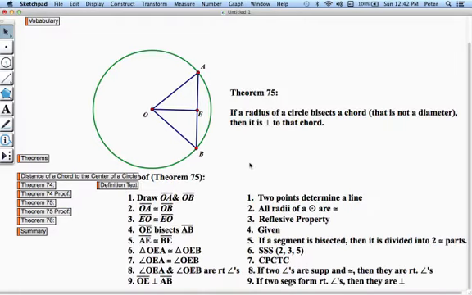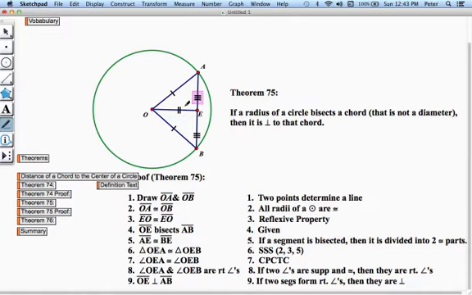Once again, if we draw in OA and OB, we know that those two segments will be congruent because they're radii of the same circle. Then EO is congruent to itself by the reflexive property, and we know that OE bisects AB because that's given. So therefore, these two triangles are congruent by side, side, side.